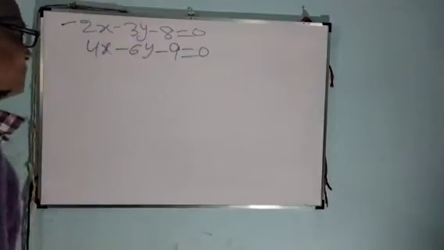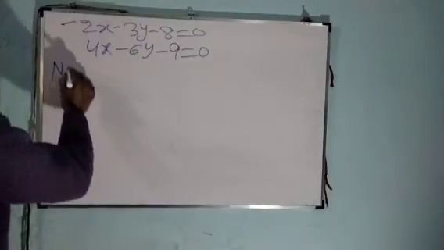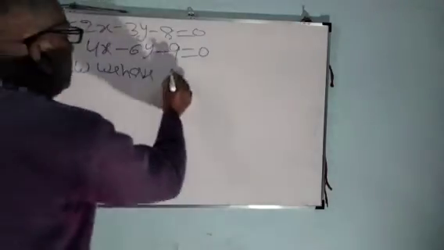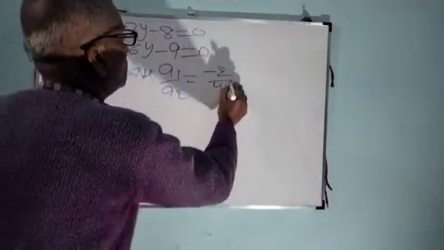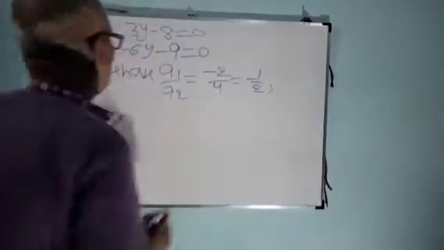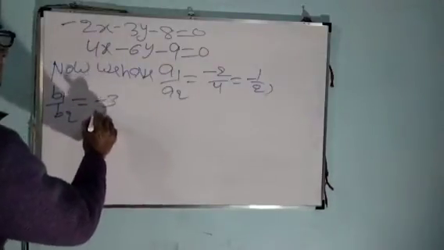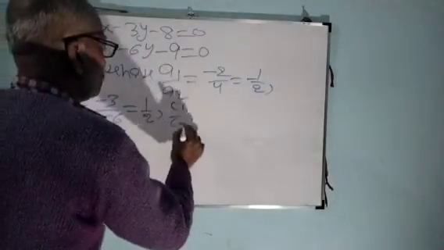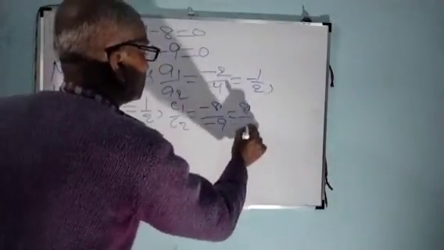Minus 2x minus 3y minus 8 is equal to 0. 4x minus 6y minus 9 is equal to 0. Now we have A1 by A2 is equal to minus 2 by 4 is equal to minus 1 by 2. B1 by B2 is equal to minus 3 by minus 6 is equal to 1 by 2. C1 by C2 is equal to minus 8 by minus 9 is equal to 8 by 9.